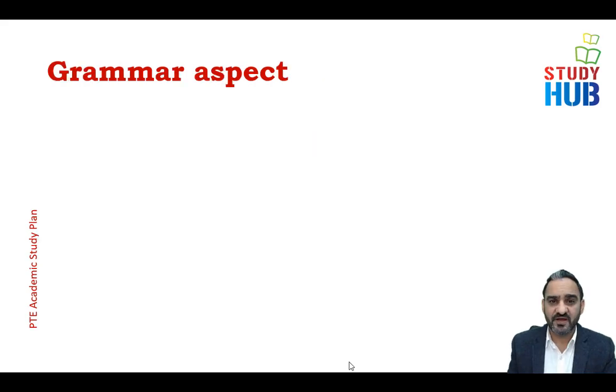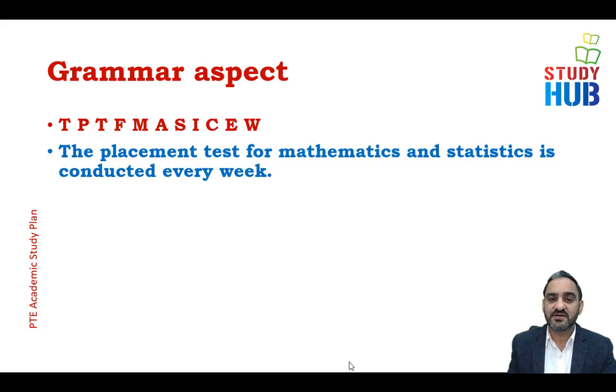Let's talk about some very effective approaches that you could have in this particular question. When you're writing your sentence, before you decide whether you want to write extra words in that sentence, double check if the grammar aspect is helping you. For example, let's say you have taken these notes here and you're expanding this sentence into, the placement test for mathematics and statistics is conducted every week. Now, mostly what students do is, I don't know whether it was test or tests. I don't know whether it was for or of. I don't know whether it is and or, is or are.